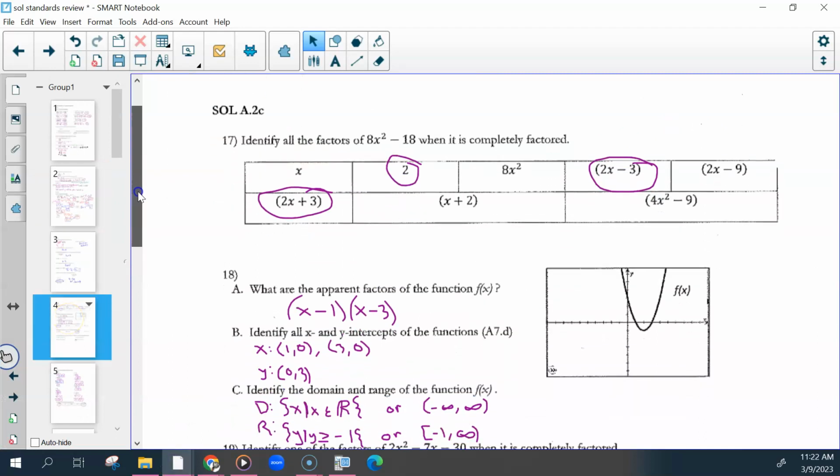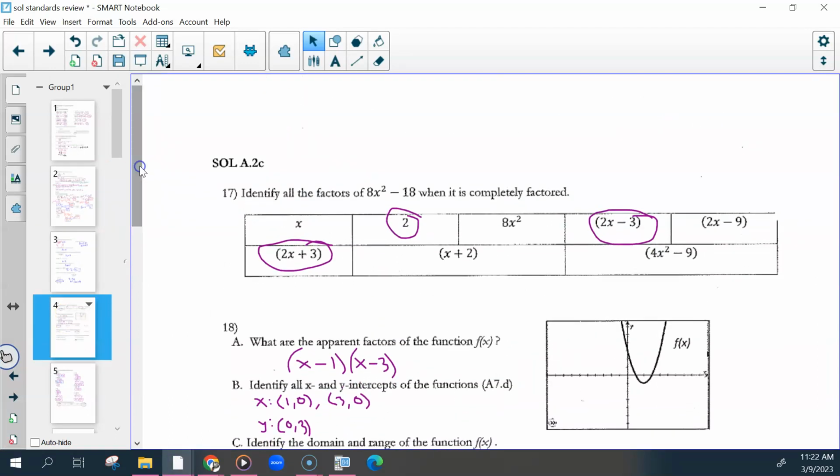Then for 2C, you can circle these three answers that I'm going to show you on Desmos, and we'll come back and talk about 18. Some of these can be done in Desmos, some of them can't. It depends on the problem. So for 17, your answers were 2, 2x minus 3, and 2x plus 3. Before you start writing down 18, I'm going to show you how you would do that in Desmos.